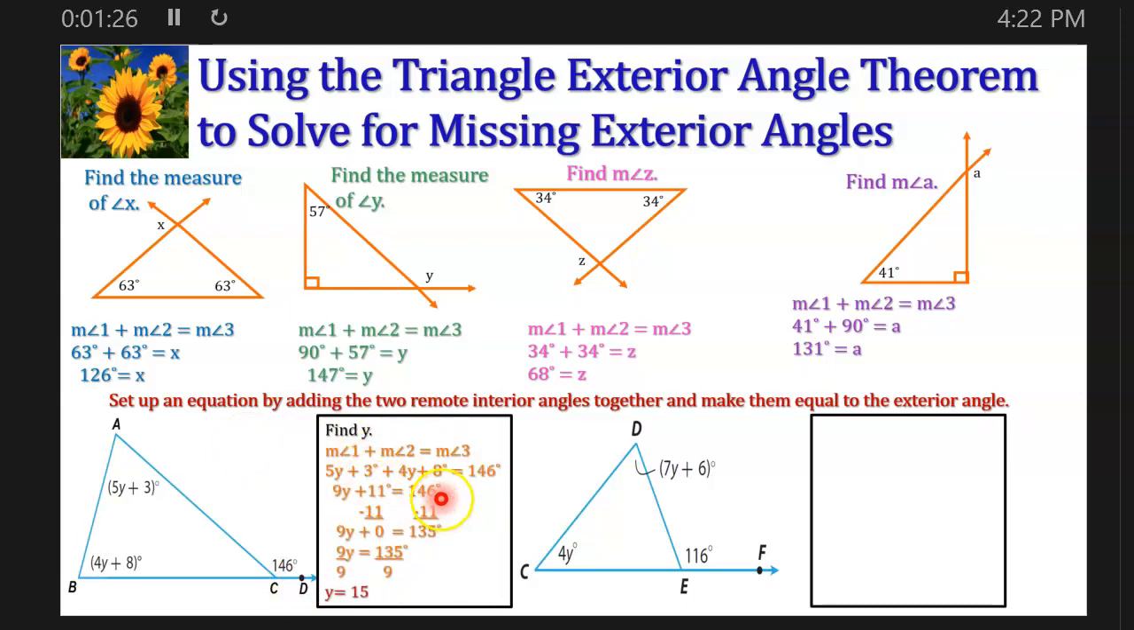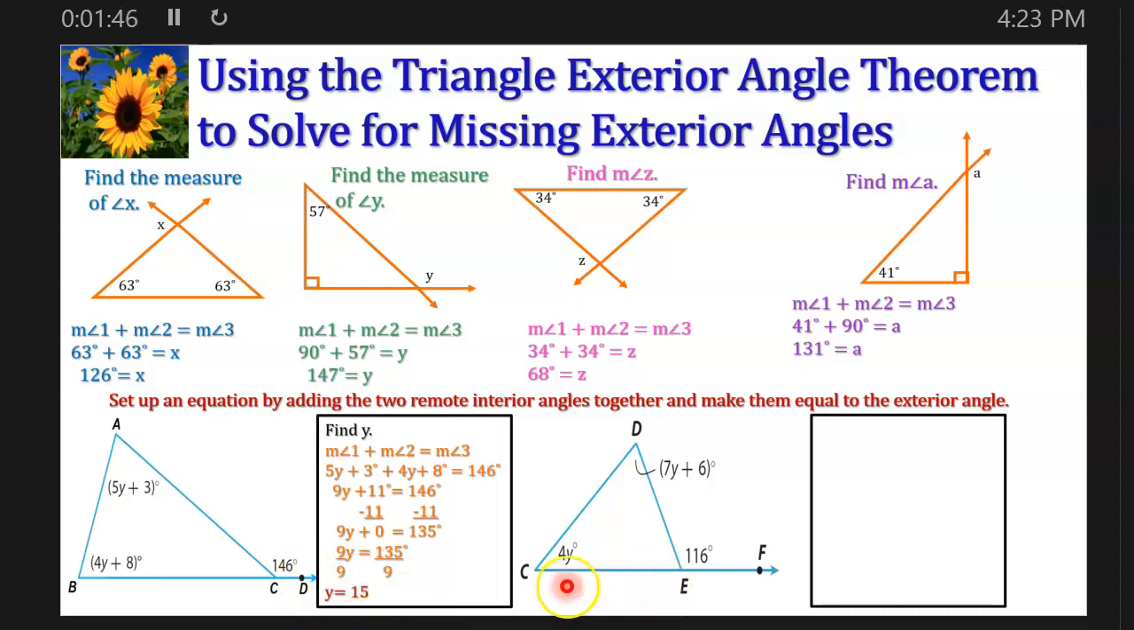5y plus 3 plus 4y plus 8. These are the two angles we have here. Added together, we're going to combine our 5y and our 4y to get this 9y. 3 plus 8 is 11. Solve that two-step equation by subtracting 11 from both sides and then dividing by 9 on both sides. Y is going to be 15.